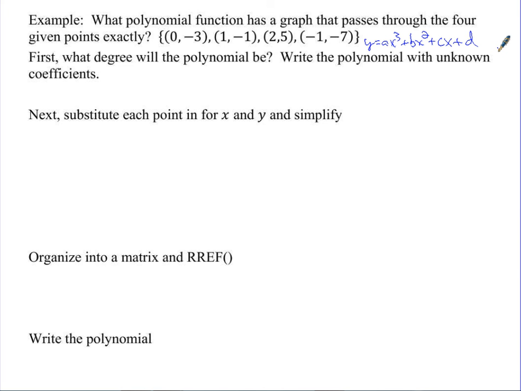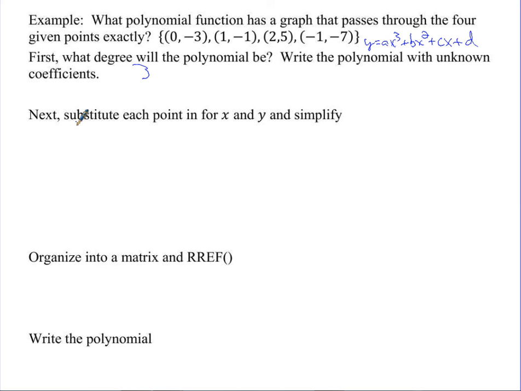Yes, it's not that bad. So it says first, what will the degree polynomial be? We said it's a third degree polynomial because we have 4 points. 4 minus 1 is the degree. 4 minus 1 is 3. Write the polynomial with unknown coefficients. That's this right here. Y equals ax to the third plus bx squared plus cx plus d. That's the form that we're looking for.